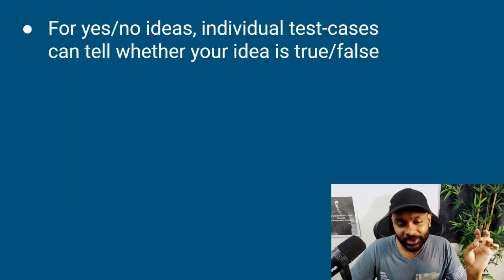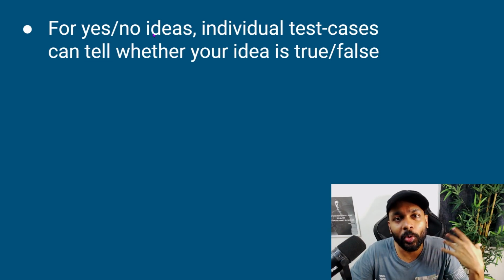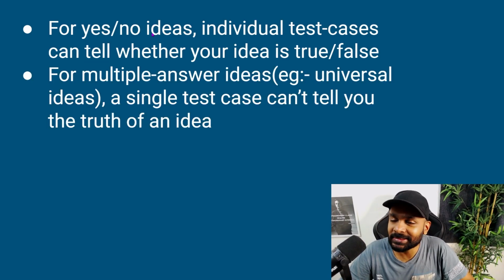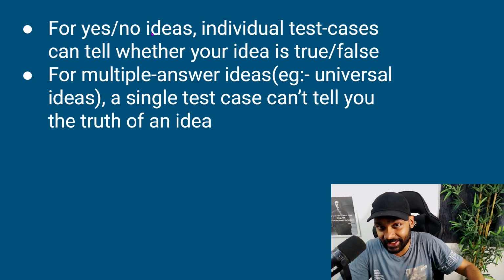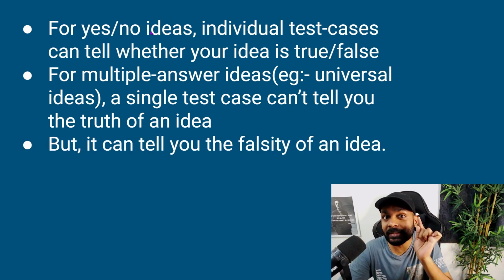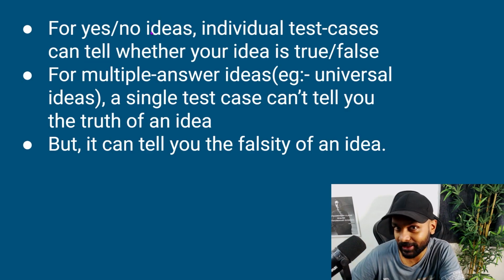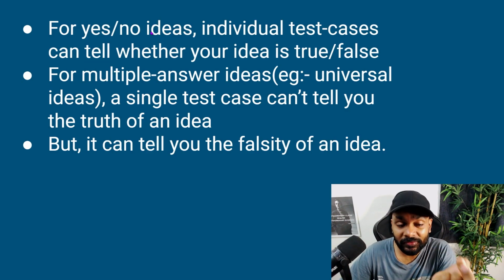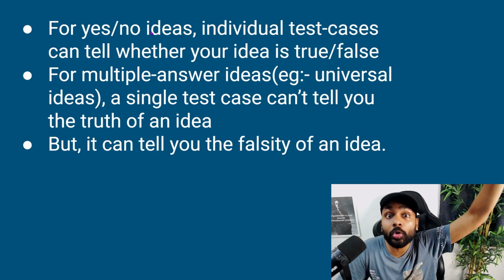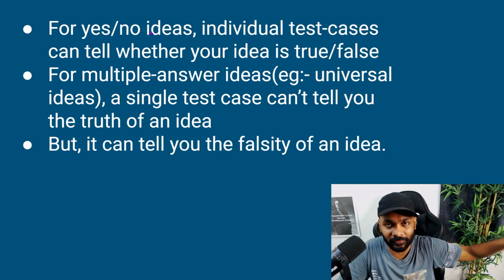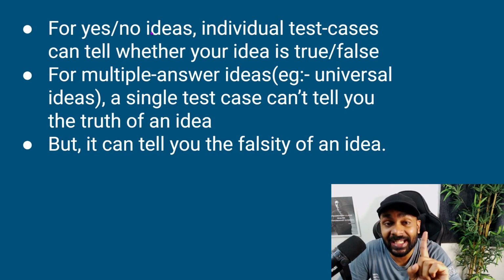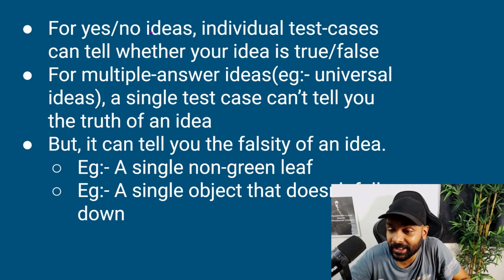For yes or no ideas, your individual test case itself can tell you whether the whole idea is true. But for multiple answer test cases, a single test case can't tell you the truth of the idea. It can tell you the truth of that specific test case, but not of the idea. But a single test case can tell you the falsity of the idea. So for instance, if you find a leaf that is not green, you know that the whole idea is false. It's not just that specific test case. The whole idea itself, which is that leaves are green, is now false from a single test case. So a single test case cannot tell you the truth of an idea, but it can tell you the falsity of an idea. A single non-green leaf, or a single object that doesn't fall down.